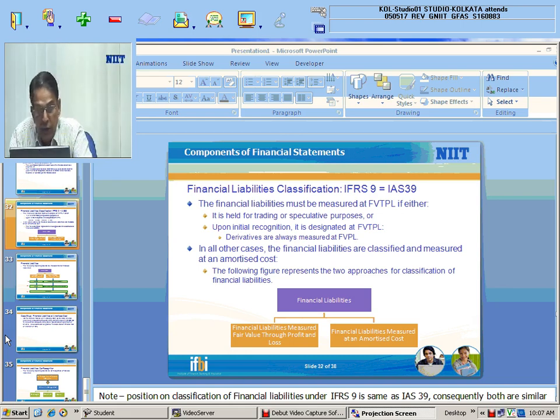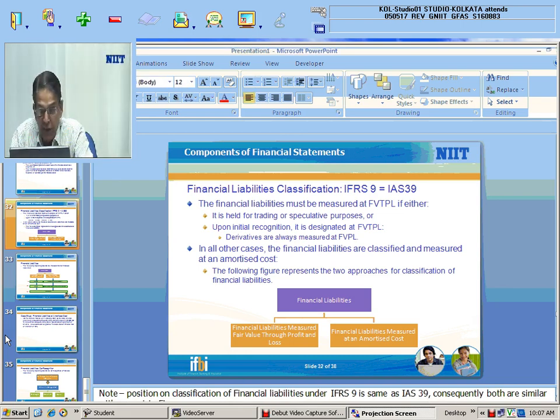So the positioning and classification of financial liabilities is the same under IFRS 9 and IAS 39, and they are basically similar. So there are two important categories of financial liabilities, as we mentioned: measured at fair value through profit and loss, and measured at amortized cost. So we'll discuss both of them. We'll see also a case study on financial liabilities, but we'll have a small break now, and after that we'll do that.